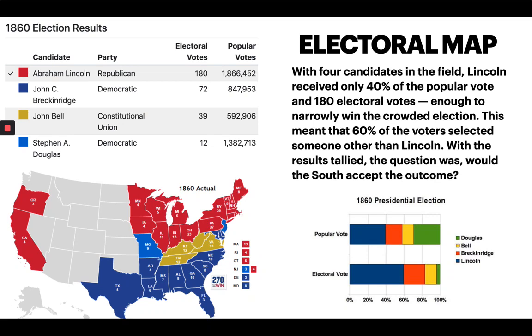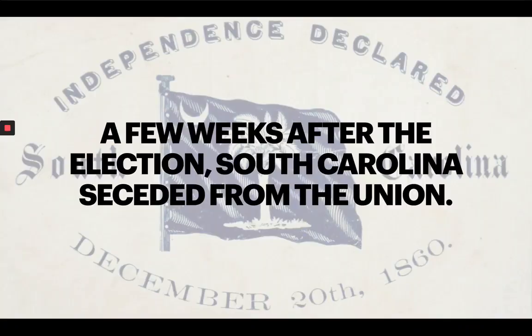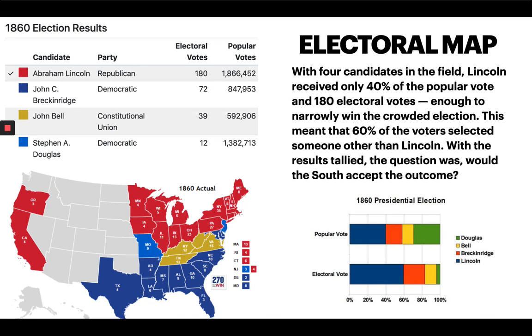But look at the difference between John Bell and Stephen A. Douglas, and this kind of helps me prove my point here. In the third column here, under electoral votes, you see how many votes they got. Looking at John Bell and Stephen A. Douglas, John Bell won a total of 39 over Stephen A. Douglas's 12. You think, oh well, he crushed him.